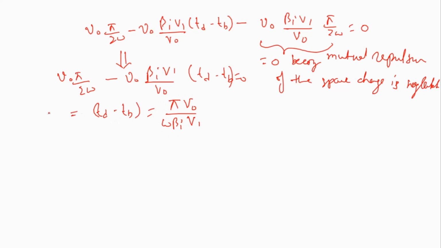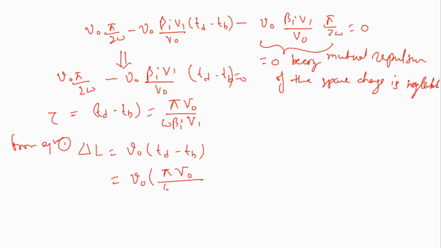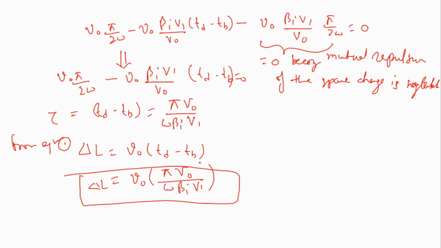This transit may be tau for the unchanged. Now if you try to find the delta L value, what was the delta L? Delta L was V0 into TD minus TB. This was from equation 1. So if we substitute, TD minus TB is nothing but pi V0 divided by omega beta I V1. So this is the equation for delta L. This is the distance from the bunching grid that the carrier will travel into the drift space.